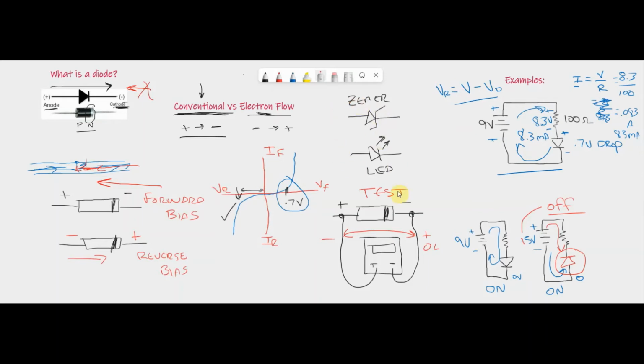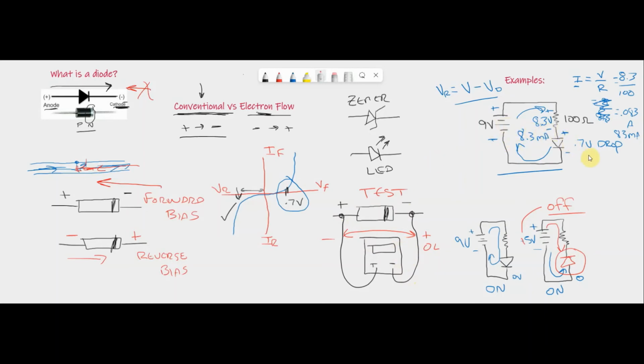We also have Zener diodes and LEDs. They work very similar. Zener is a little bit different. We'll get into that in a later lesson. When we want to test a diode, we hook it up conventionally with the anode and the cathode to our meter, and we should get a reading. When we reverse the probes, we should get an out of limits. If we don't have an out of limits and we do have a reading, then that diode is bad.